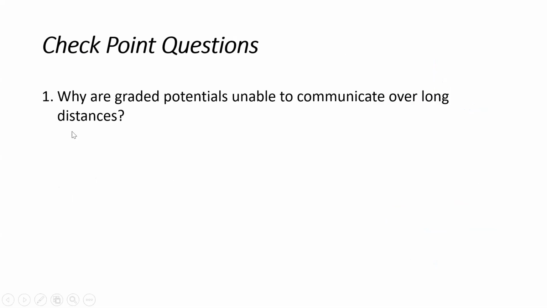Okay, let's look at a checkpoint question here. Why are graded potentials unable to communicate over long distances? So given all that we said last time about the difference between a graded potential and an action potential, why are these not sustained over long distances? Graded potentials only occur in the soma. Okay. And because they occur in the soma, they don't last very long. Yep, exactly. So they only occur in the soma and they don't last very long.